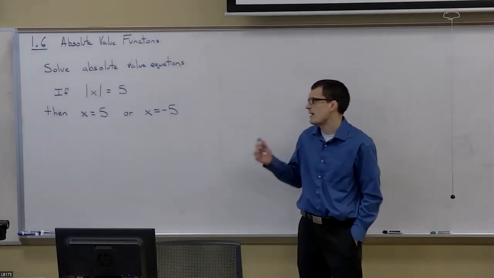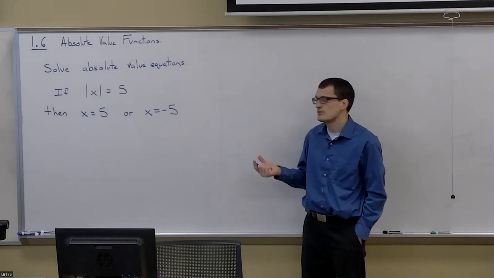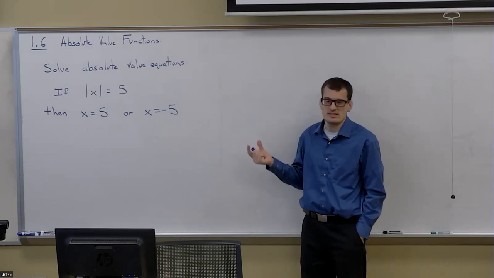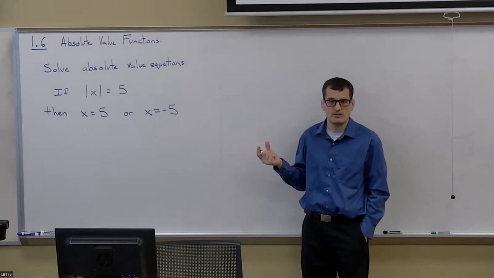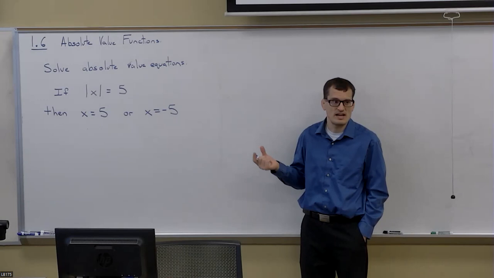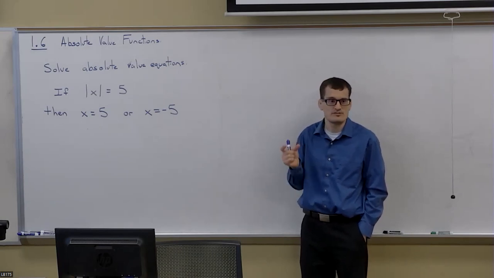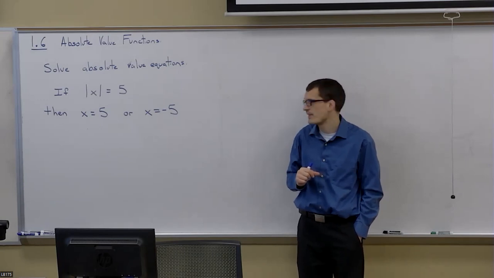Once we get into more complicated things, we're going to utilize that feature. We're going to isolate the absolute value part on one side of the equation, get it equal to a number, and then whatever's on the inside, we're going to say could be either the positive version of that or the negative version of that. Okay.